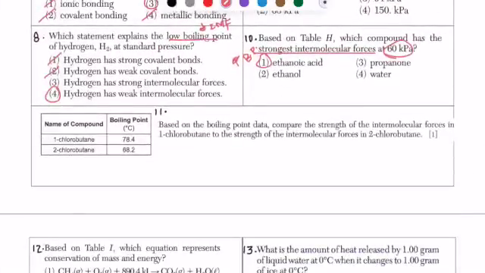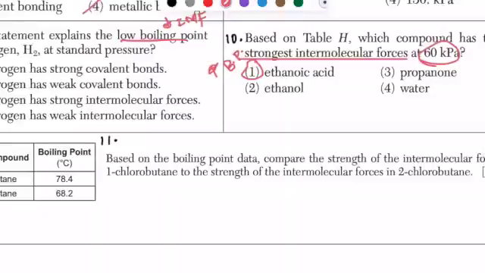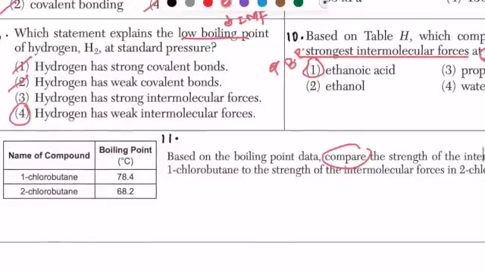Based on the boiling point, compare the strength of intermolecular forces in 1-chlorobutane and the strength of intermolecular forces in 2-chlorobutane. So once again, that's a comparison question. So you can simply say which one has a higher boiling point, which one has stronger intermolecular forces. So because 1-chlorobutane has a higher boiling point, that means this one is going to have stronger intermolecular forces.